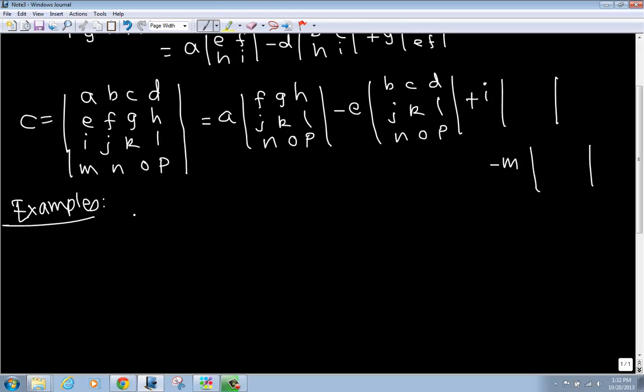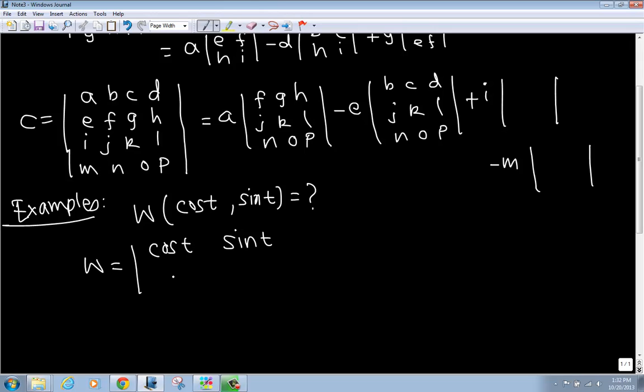So find the Wronskian of, let's say, cosine t and sine t. In this case, the Wronskian will be: in the first row we write down the functions, cosine and sine. Now we're going to find the first derivative, so negative sine, cosine. It's a 2 by 2. So for two functions we make a 2 by 2 determinant.